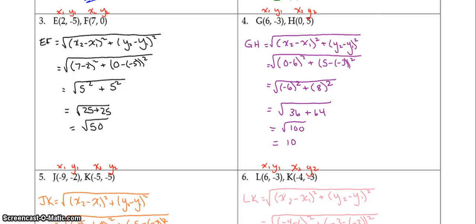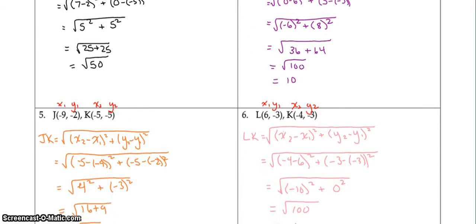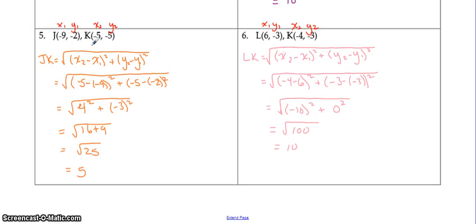Okay, welcome back. Let's just check your answers. So for question 3, you can check your answer. You should get square root 50. And for question 4, you should end up with 10. You can pause the video if you need to look at these any longer. And then for 5 and 6, you should end up with 5 and 10. So again, pause the video if you need to look at these longer.